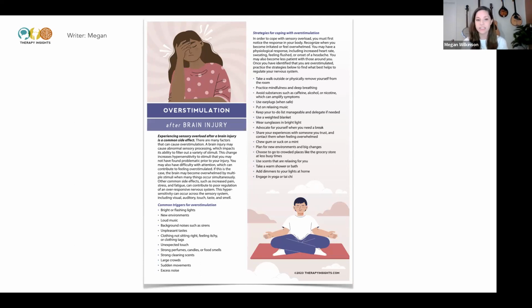So there's a nice long list here that goes into different triggers for overstimulation, common ones, and it can be outside that list as well. But these are some pretty common ones. And then the second half of the page talks about strategies for actually coping with that overstimulation, so being able to regulate their nervous system. We've seen these in a lot of other handouts that we have, but again, this is very directed towards that very specific overstimulation with brain injury.